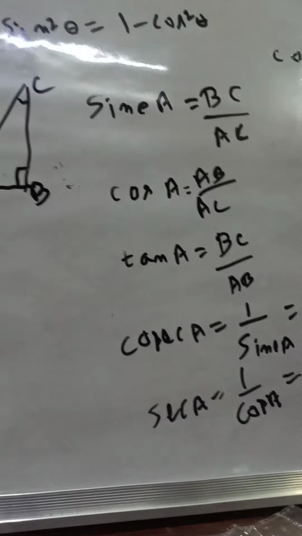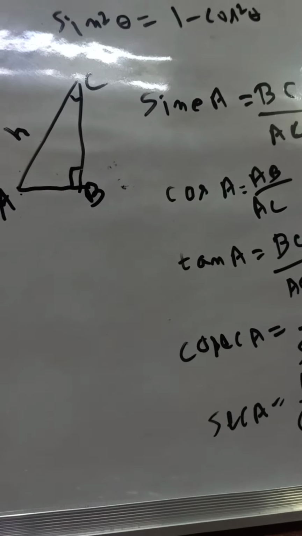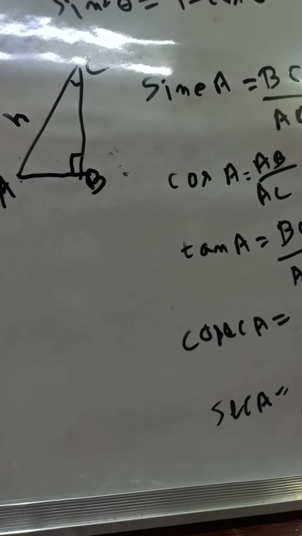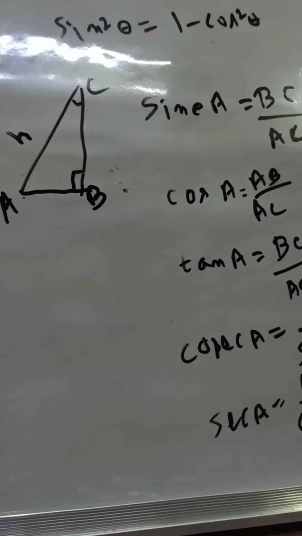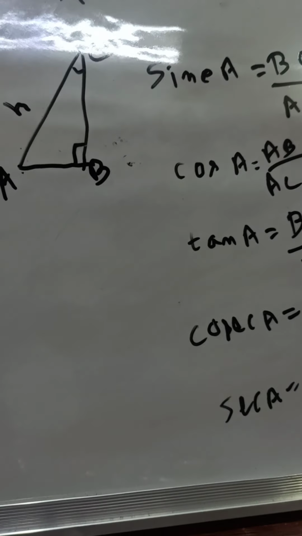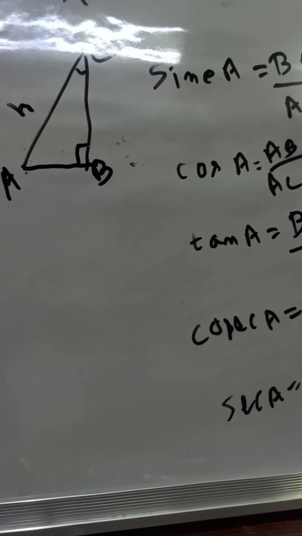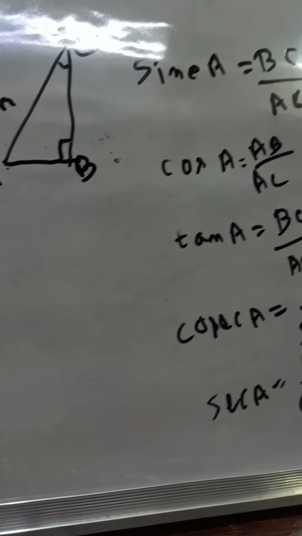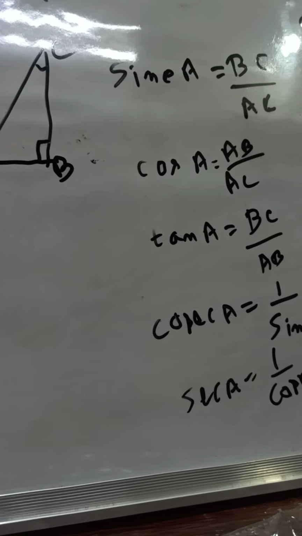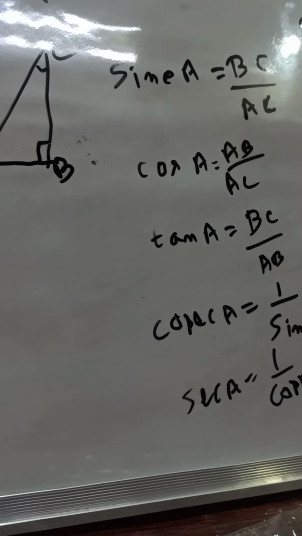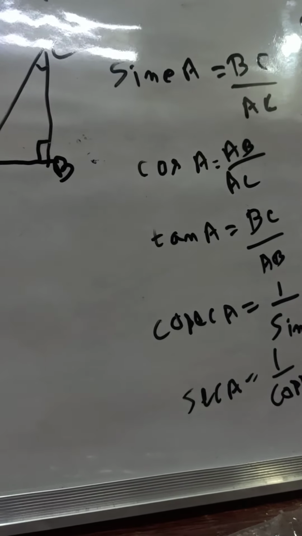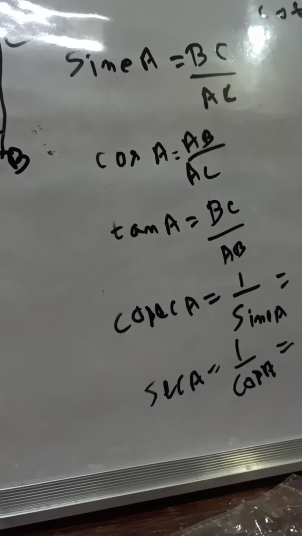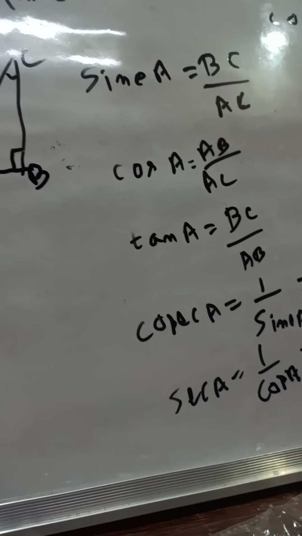So from the picture you can learn sin A is equal to BC by AC, that is base by hypotenuse. Cos A is equal to AB by AC, adjacent to the angle A, base by hypotenuse. And tan A is equal to BC by AB, perpendicular by base. Cot is opposite.